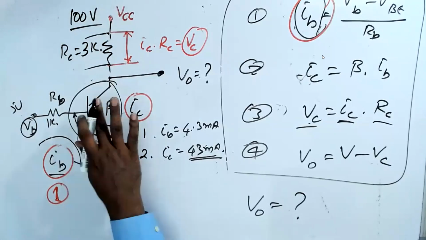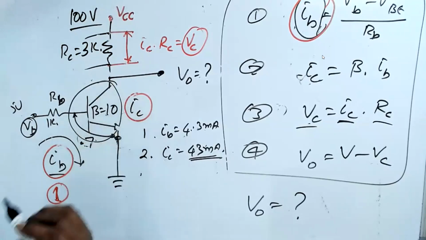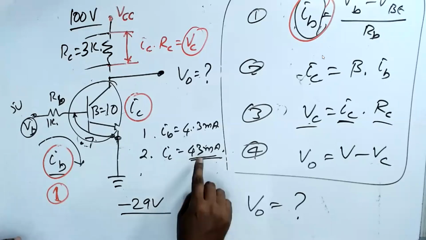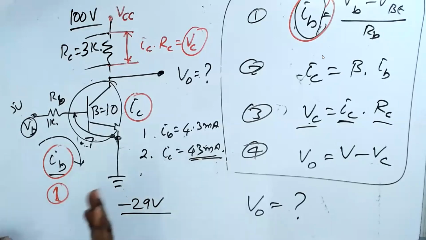Beta is 10. What is V naught? Minus 29 volt, okay. I got one answer, minus 29 volt. Any other answer? Oh, 43 into 3K, 129. Oh, 100 minus. Fine. Next. Anybody else?